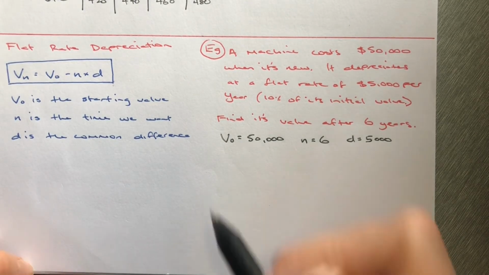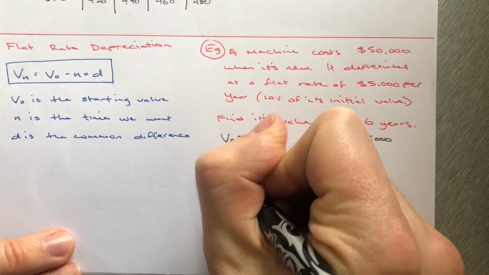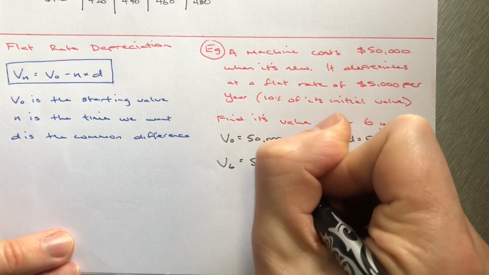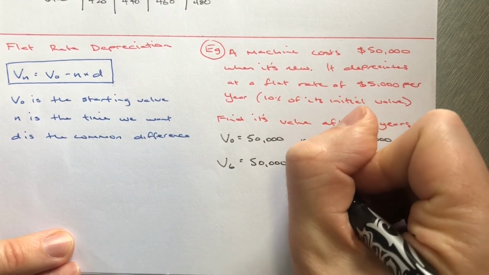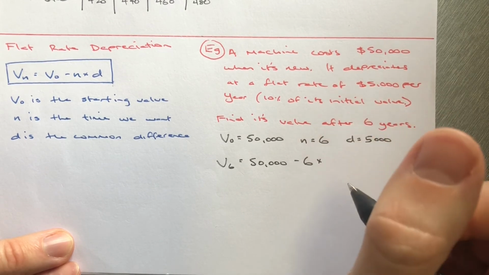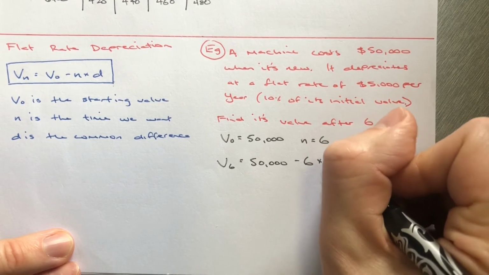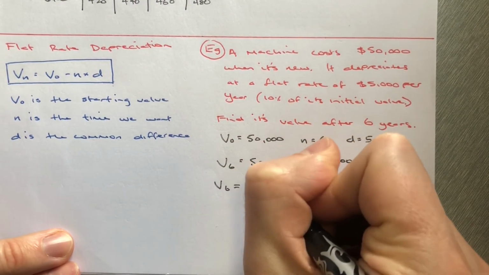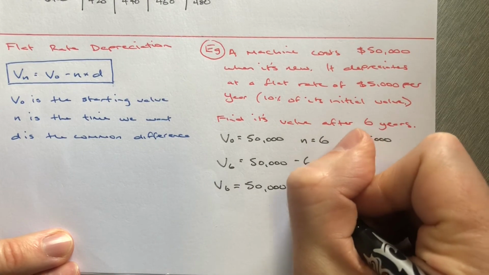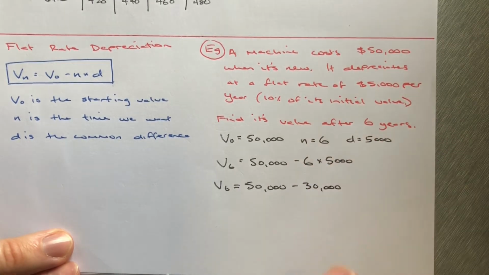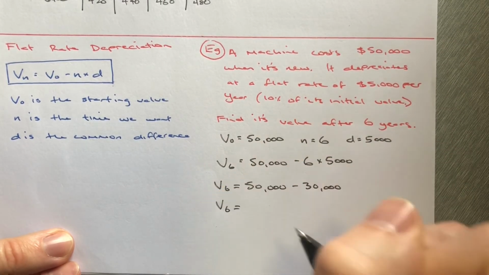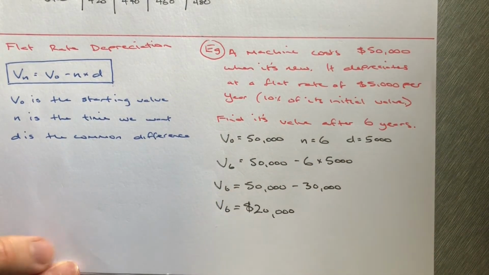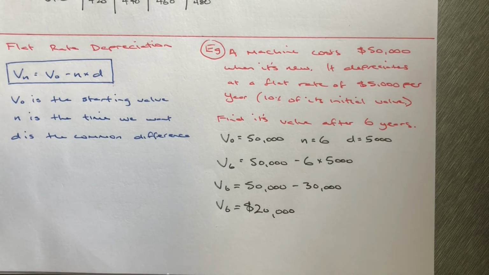Okay, so let's put these numbers in. So we want the value in the times 6. Next thing is the starting value, which is 50,000, minus our n, which is 6, times our common difference, which is 5,000. Alright, so the value after 6 years would be 50,000 minus 30,000. So the value after 6 years should be 20,000, and that's in dollars. There we go.